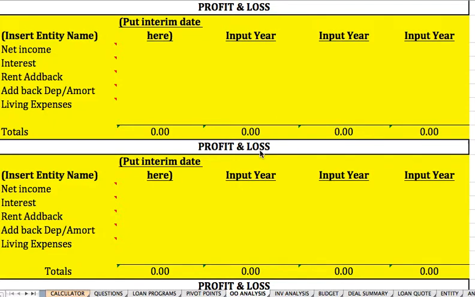So again, this is education for inputting a profit and loss statement into our analysis model.